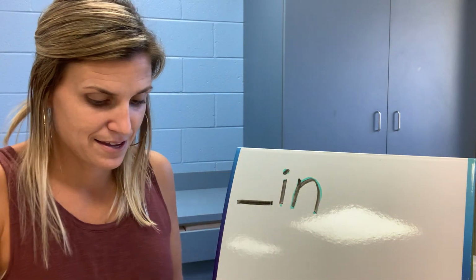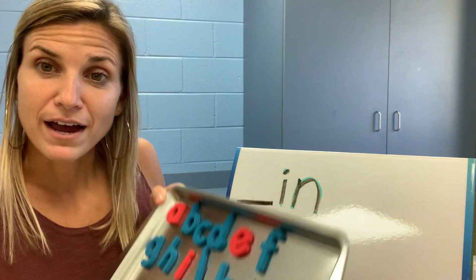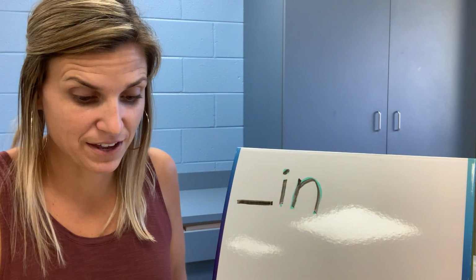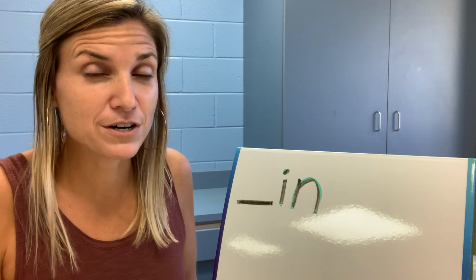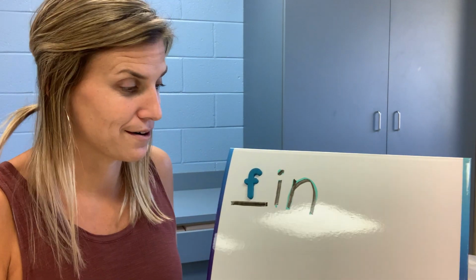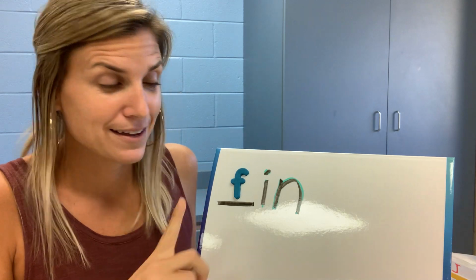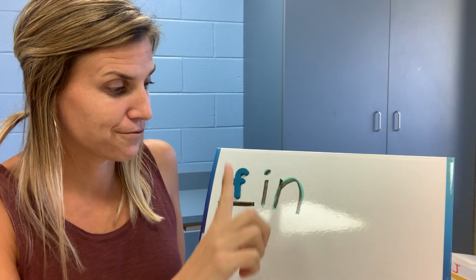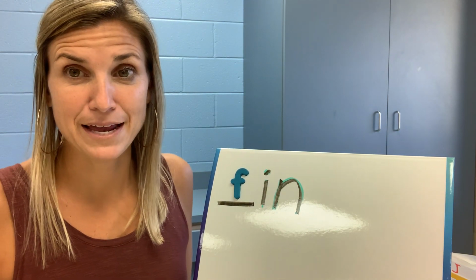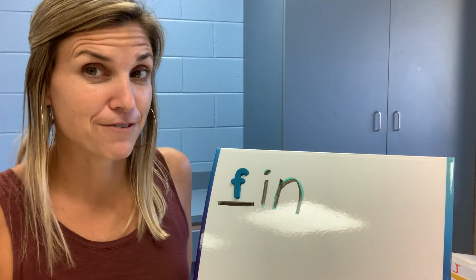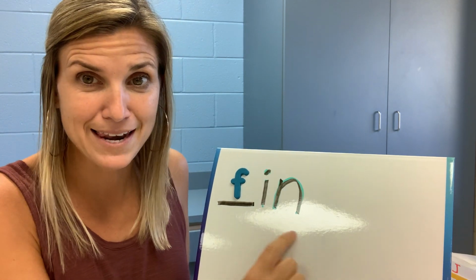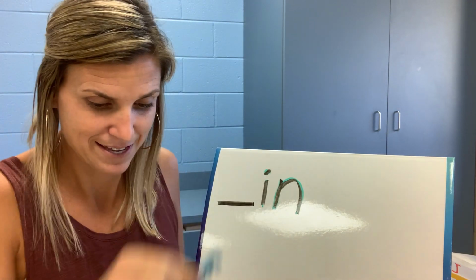Let's see if we can find another one. Remember I told you earlier, I think of a shark fin. So, the first sound in fin is f. So I'm going to put my letter F up here. Let's try it together. Ready? In, fin. So we said bin, fin. Rhyming words, they both end, the ending sound is in.